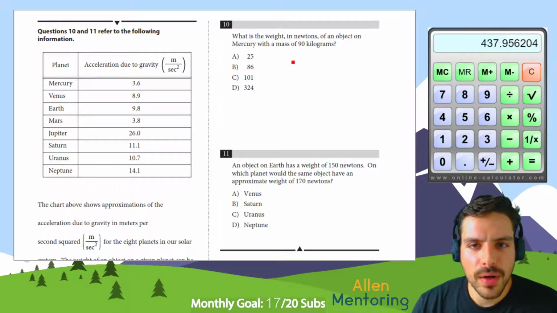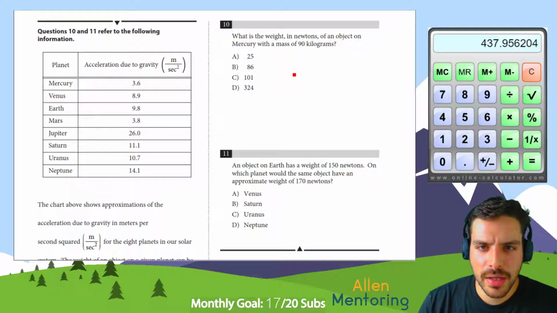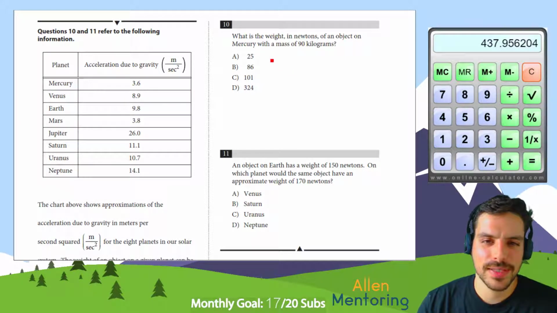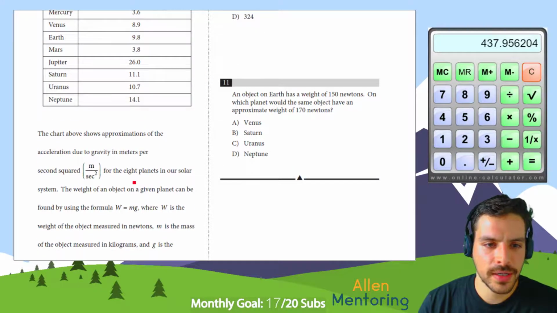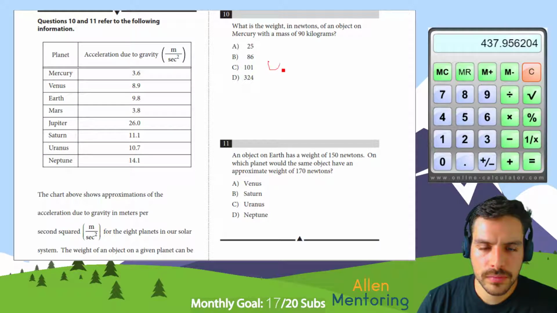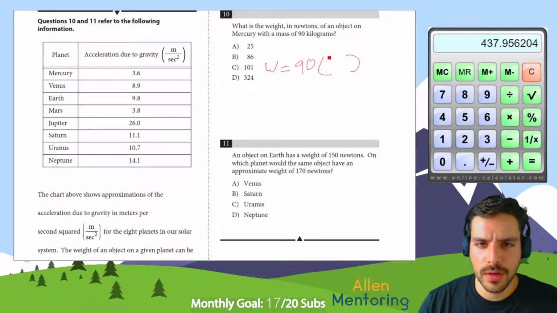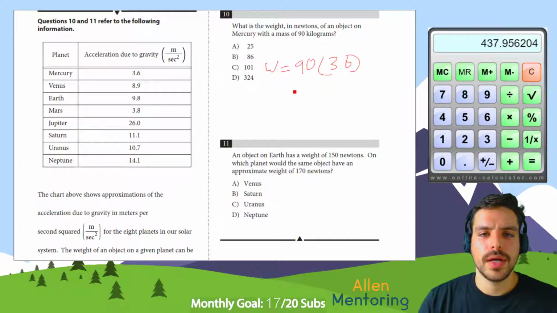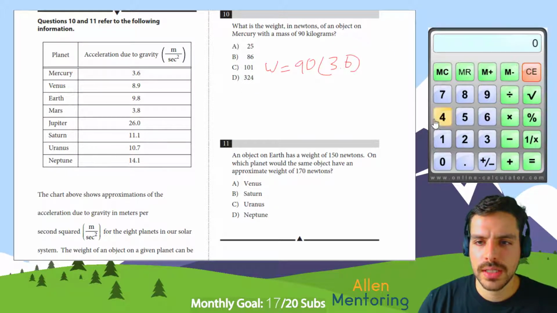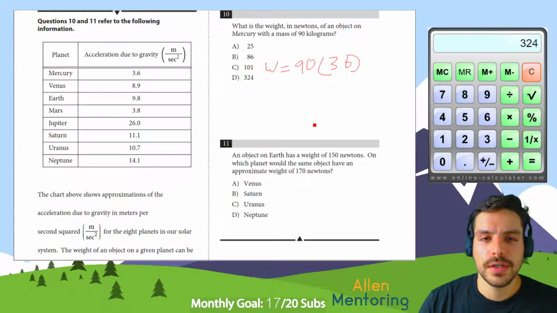What is the weight in newtons of an object on Mercury with a mass of 90 kilograms? M is the mass of the object in kilograms, and G is in this graph here. So W is equal to 90 times the G that we're looking for, and we're looking for Mercury. Mercury is going to be 3.6. 90 times 3.6 is 324.